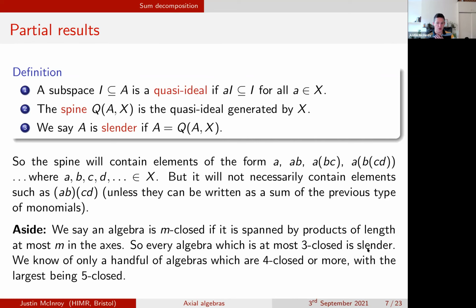And we only know of a handful of examples which are 4-closed or more. And the largest one is 5-closed. So what I'm trying to argue is that this property of being slender, it's not that much of a restriction, at least that we know of at the moment.